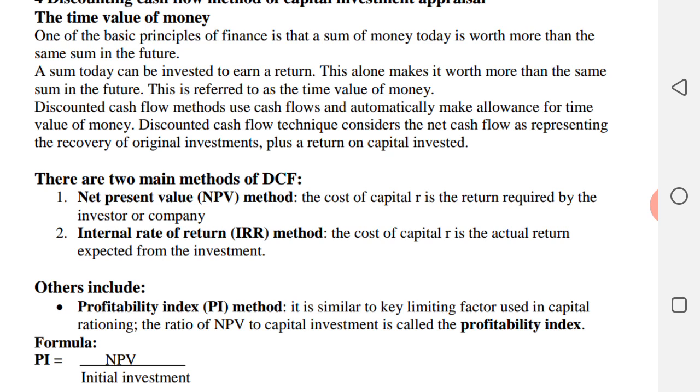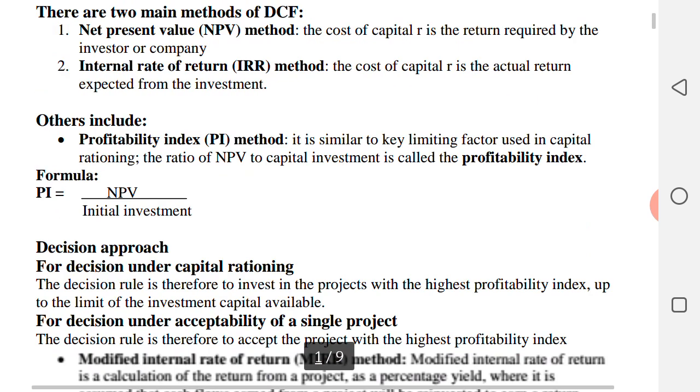How can we calculate the NPV of an investment? And the second one is the internal rate of return, which is the IRR method. The cost of capital, R, is the actual return expected from the investment.